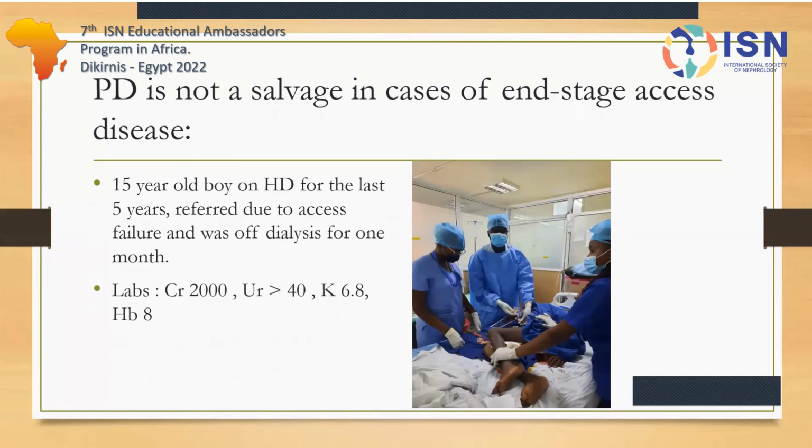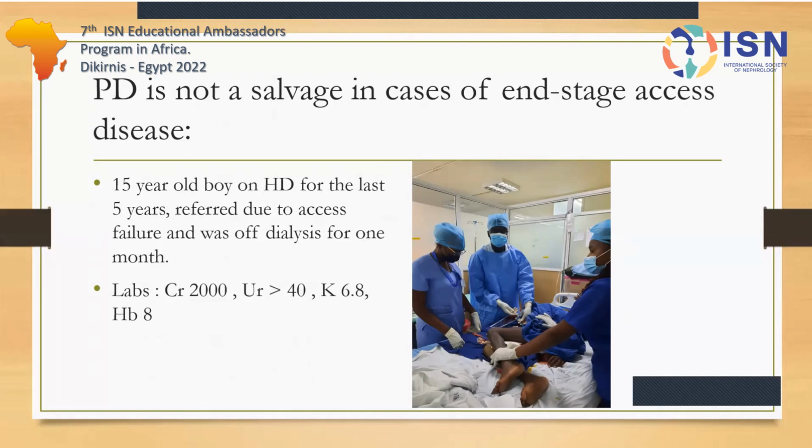One thing I want to emphasize: PD is a very good modality alongside hemodialysis, so no one is better than the other. But the situation where we are trying to use peritoneal dialysis in patients with end-stage access disease is usually associated with poor outcome, because most of these patients, when they reach that stage, don't have residual kidney function, and we know PD works hand in hand with residual kidney function.